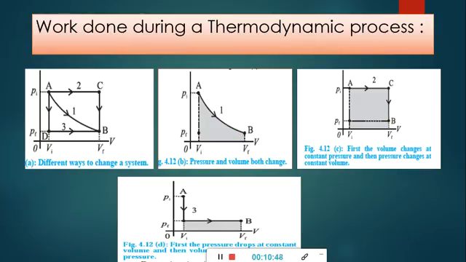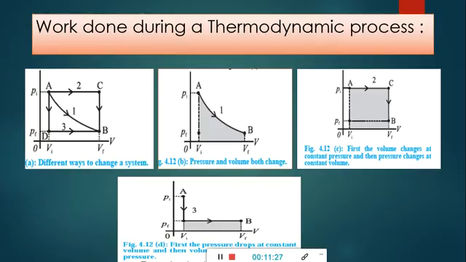To change the state from A to state B, the second way is path 2. In this case, the volume increases from Vi to Vf, from the point A up to the point C, at constant pressure. Then the pressure decreases to Pf.